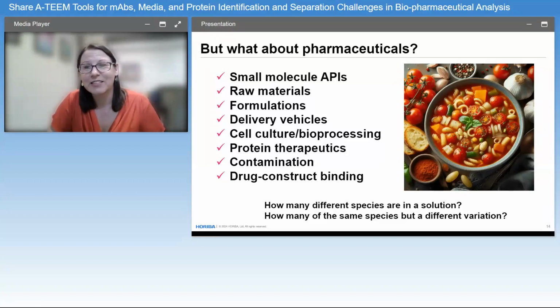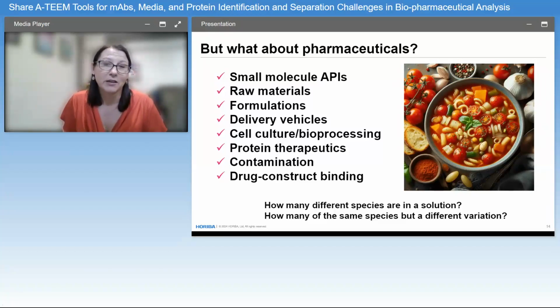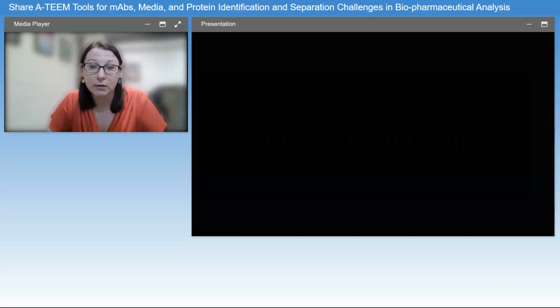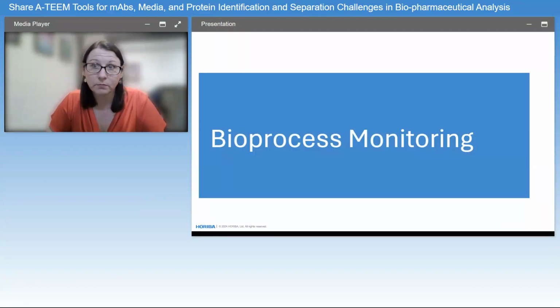In any case, any of these areas really have a need for separation of complex mixtures, identification or quantification of individual components within them. And so you can think of A-TEEM as an optical technique for separation science. And so it can be used for QC checks, can be used to monitor a process, whether it's for concentration or classification reasons. So I'm going to talk about a few of the biological applications that we've been working with at HORIBA using the A-TEEM method.